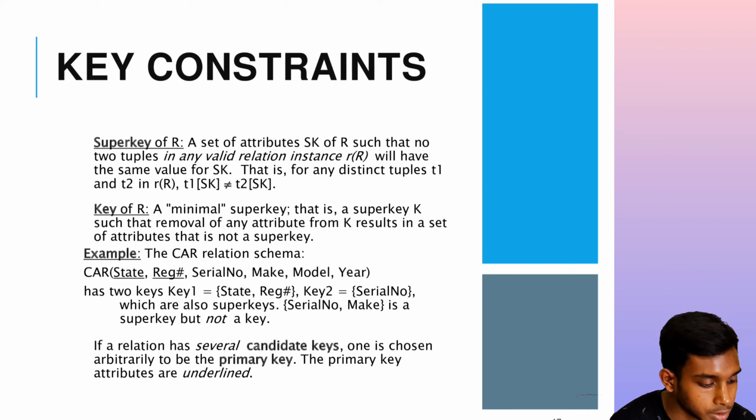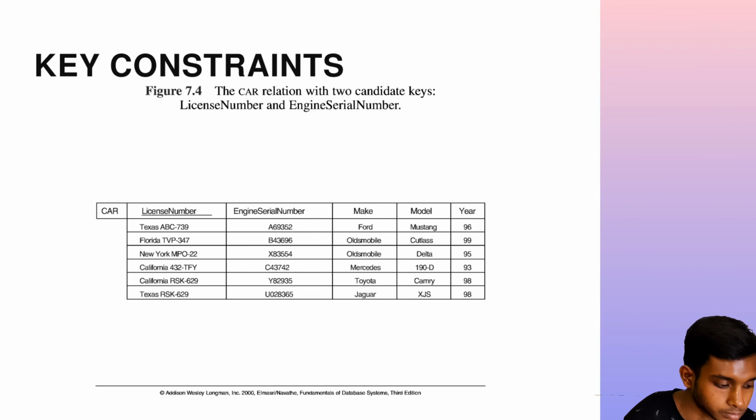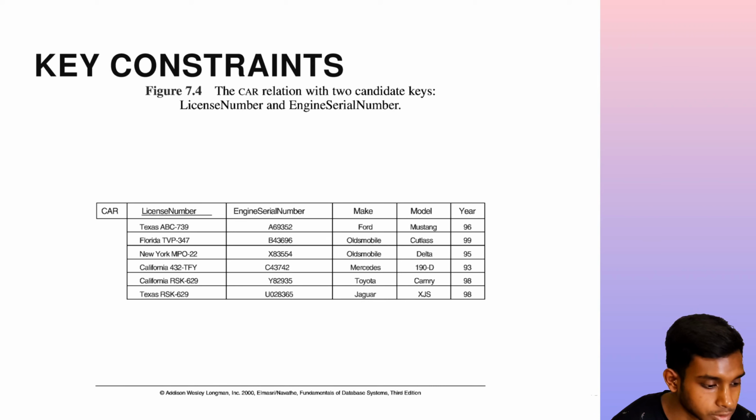Example: the CAR relation schema given here. Key constraint. The CAR relation has two candidate keys, license number and engine serial number. Let us go through the given relation.